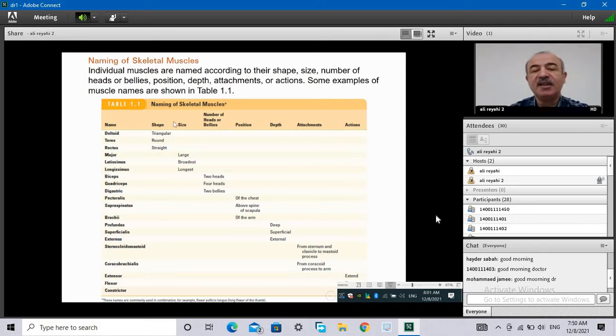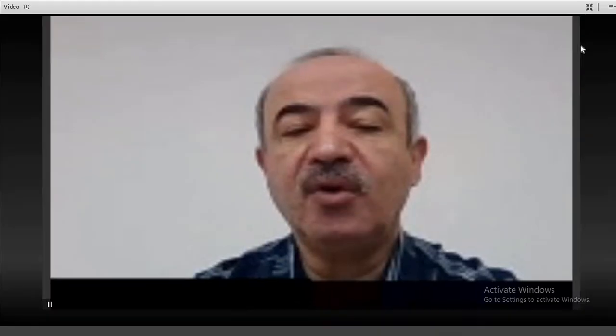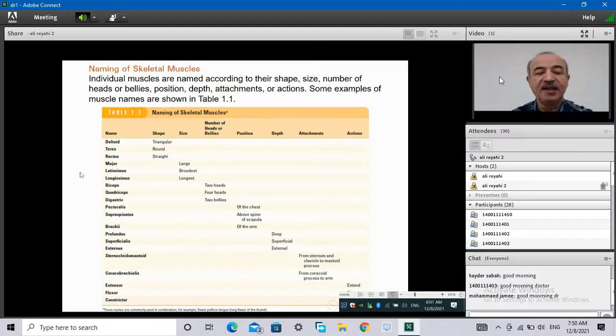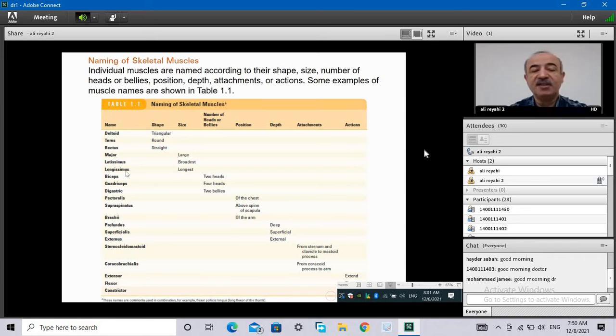The size of the muscle is the other factor for naming a skeletal muscle. For example, large, pectoralis major, for example, or pectoralis minor, or broad, like latissimus on the back, or the longest, like longissimus. Longissimus means longest. The other factor is number of heads or bellies.